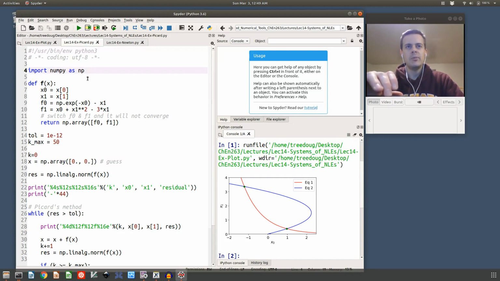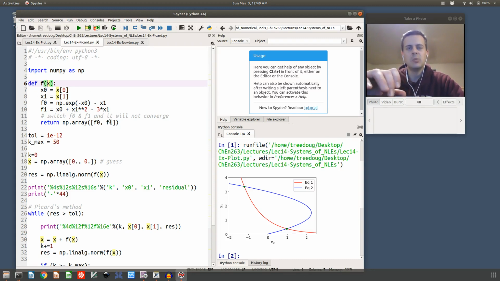So I import numpy as np, and I define a function, and notice this is a vector function, and x is a vector coming in. So x is this array, which has two parts, 0 and 1. So I define two new variables, x0 and x1, and I write my two functions, f0, which is the exponent of minus x0 minus x1, and f1, which is my second equation, x0 plus etc. Alright, and the return returns an array of f0 and f1.